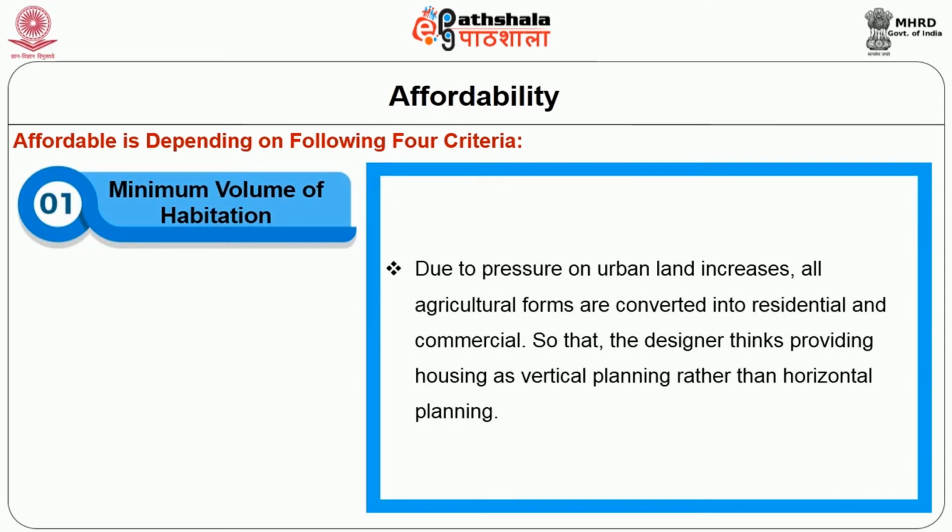Then, affordability depends on four criteria. The first one is the minimum volume of habitation. As pressure on urban land increases, agricultural farms are converted into residential and commercial land, so the designer thinks of providing housing as vertical planning rather than horizontal planning.